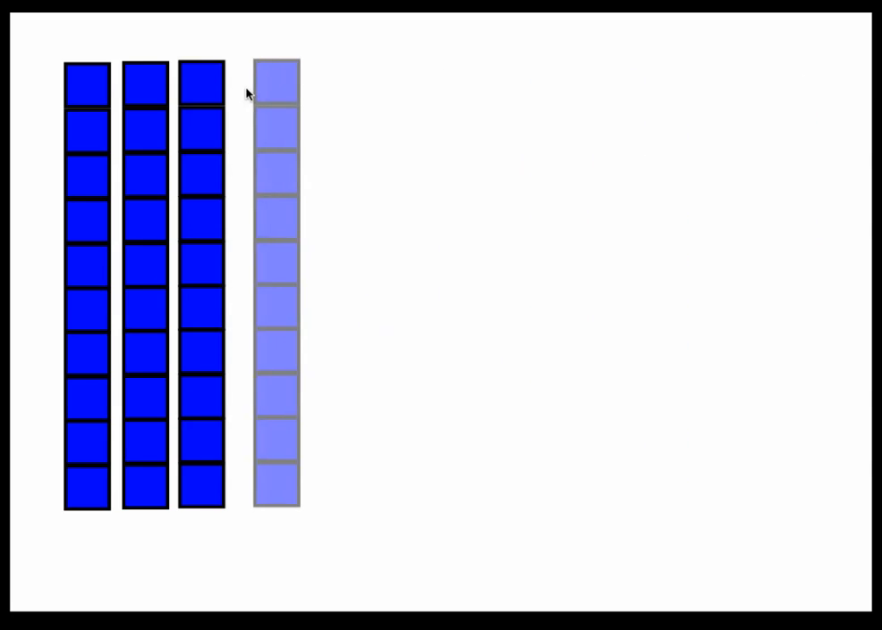There's 10. There's 2 tens, 20, 30, 40. I can write the number 40 like this right here, 40. Okay? And how many tens do I have? Well, I have 4 tens. 1, 2, 3, 4. 4 what?